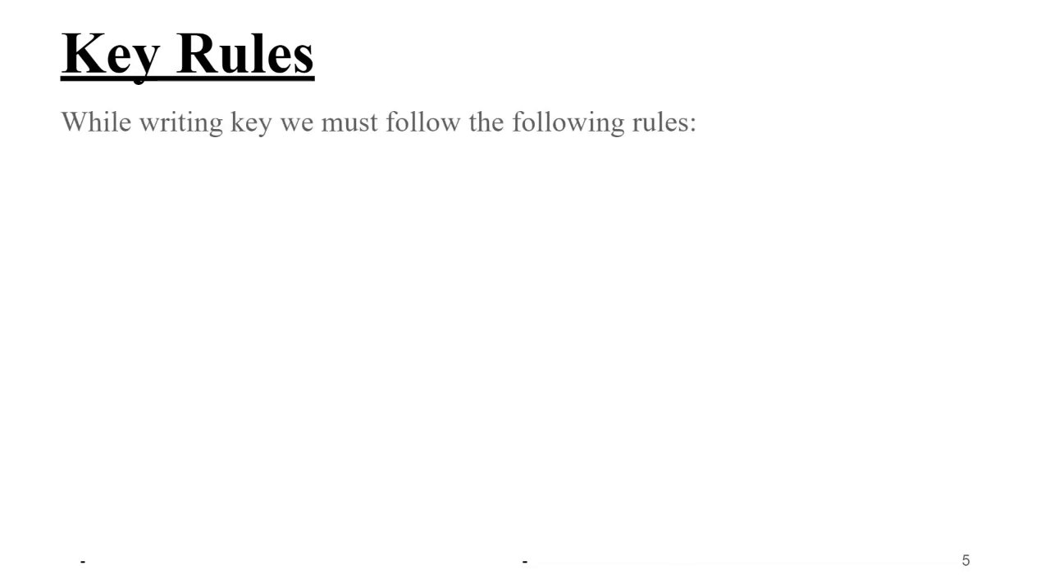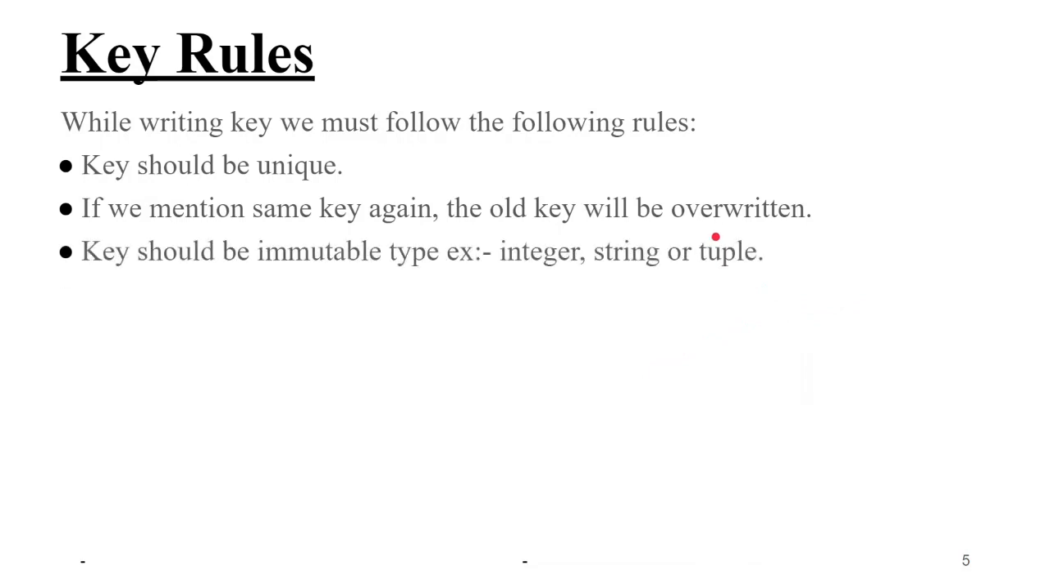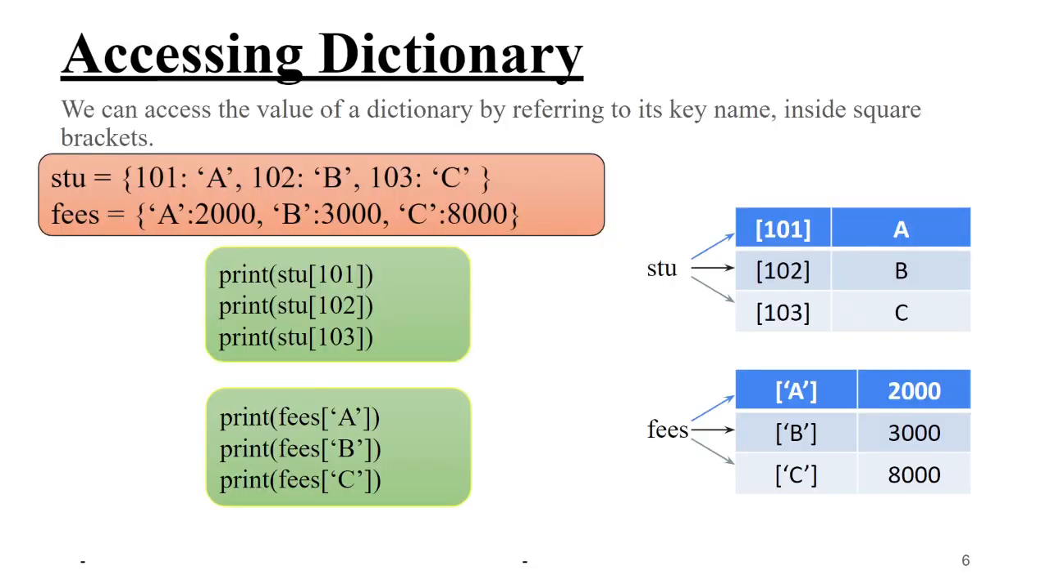Then there are some rules we need to follow for defining the keys. The keys should be unique, and if you mention the same key again, the old key will be overwritten. A key should be of an immutable type. For example, we can have only an integer, string or tuple data type, and it should not be a list or dictionary because they are considered mutable objects.